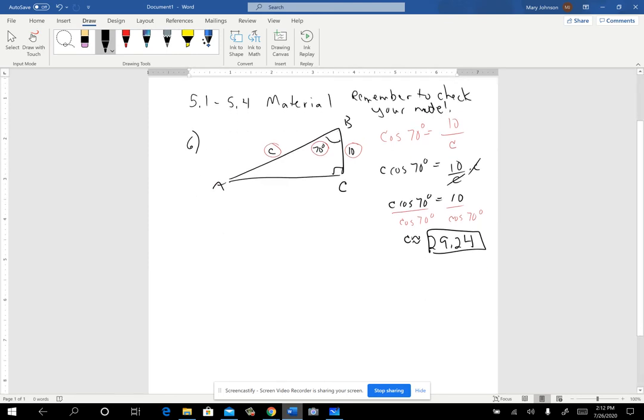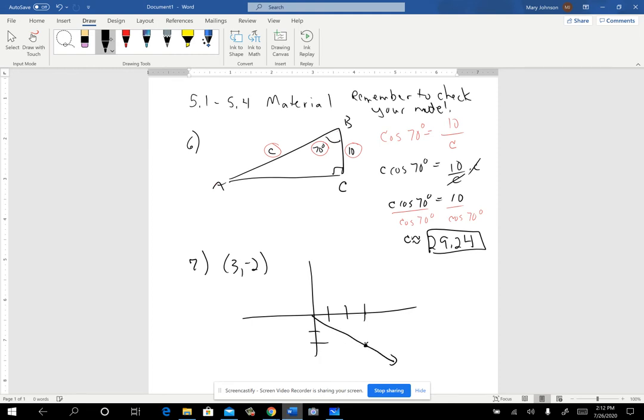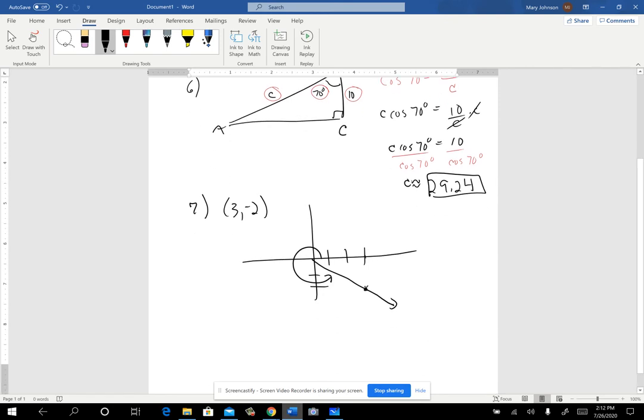All right, I also wanted to look at question number 7, because it says that this point, 3, -2, is on the terminal side of an angle, and they want you to find the exact value of the indicated trig function. So you have this point, 3, -2, that's on the terminal side of an angle. Here's your terminal side, here's the angle they'd be talking about. And then your job is to find sine theta and cotangent theta.